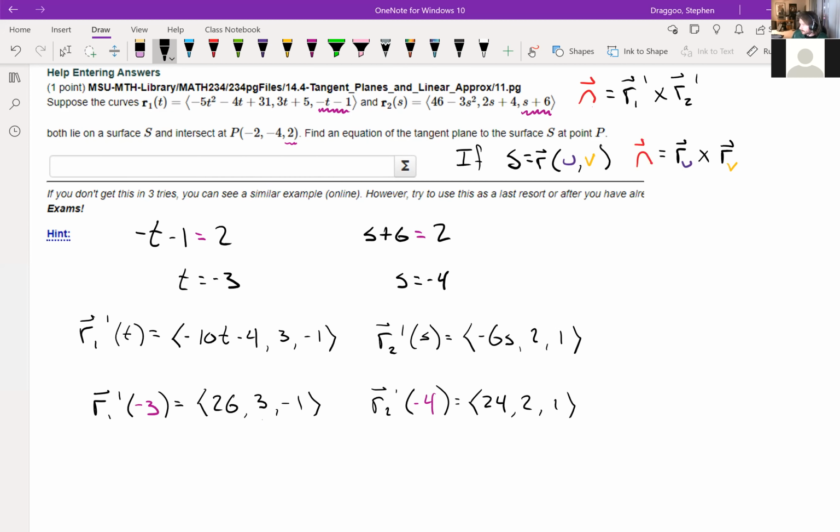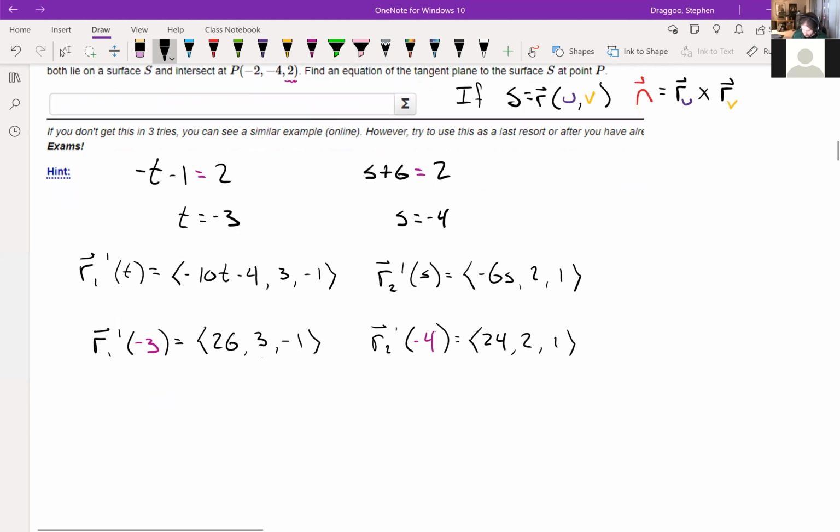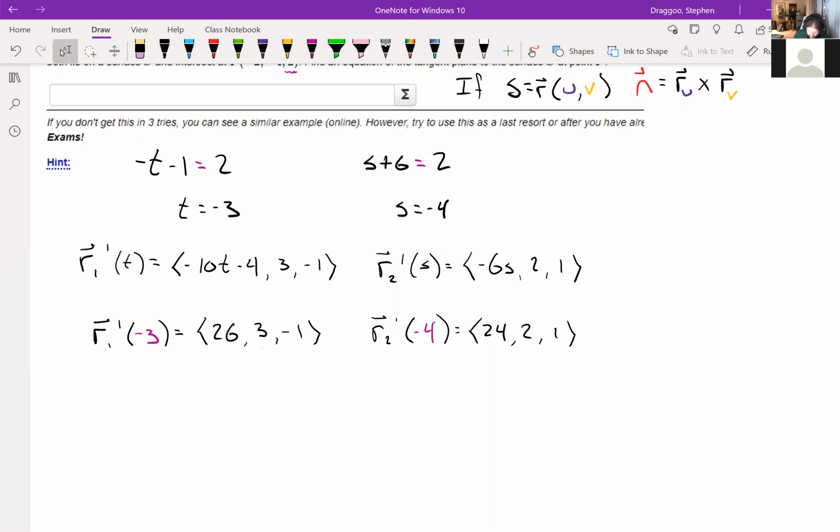All right. So up next, I just want a cross product of these things. And we're pretty much in the home stretch from here. N is the cross product of, we want I, J, K across the top line, and then I've got 26, 3, negative 1. I've got 24, 2, 1. I don't want a cross product of this mess.